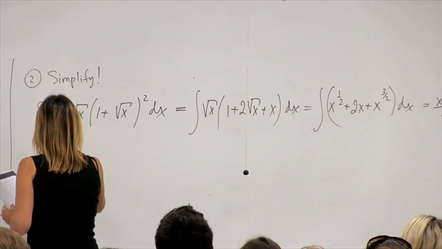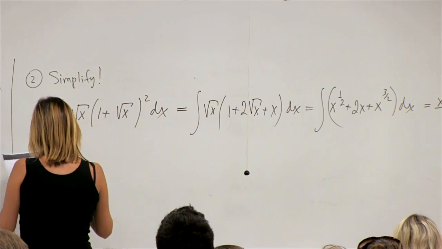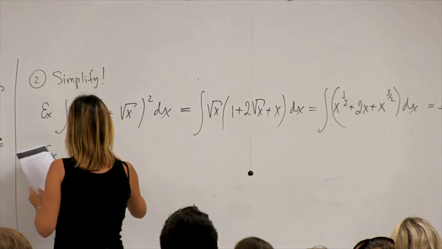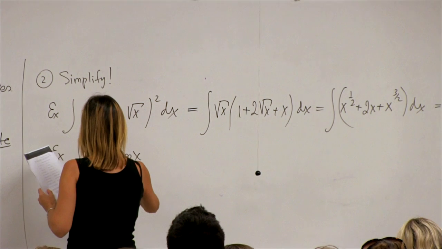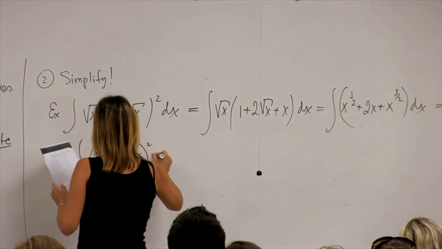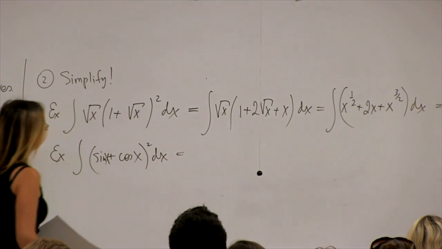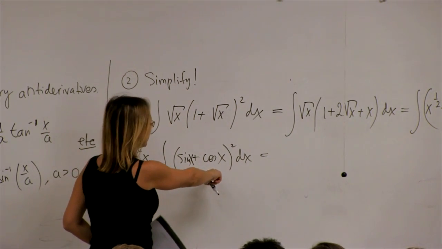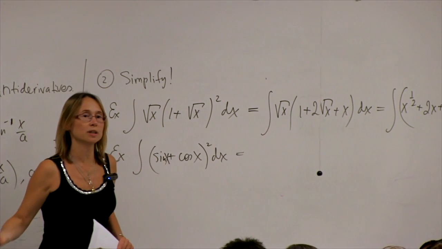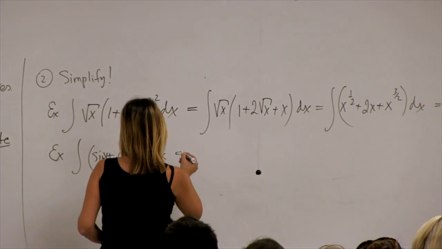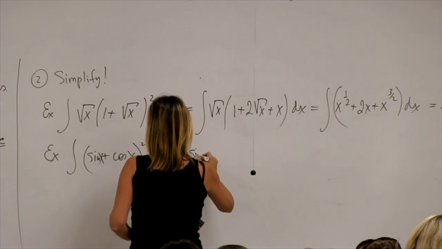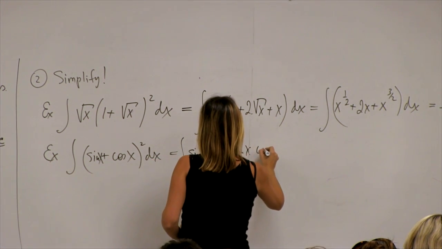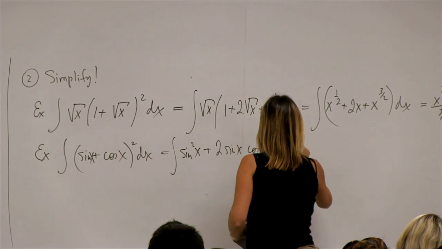Another example, right here. This is a good one. Sine plus cos, squared. Okay? This looks like nothing. We don't recognize this antiderivative immediately. But again, it's a square of something, so we can expand it and see what we get. So it's sine squared x plus 2 sine x cos x plus cos squared x.